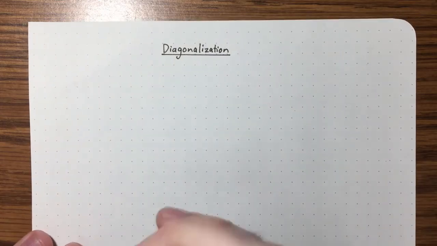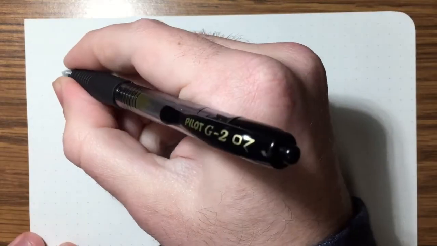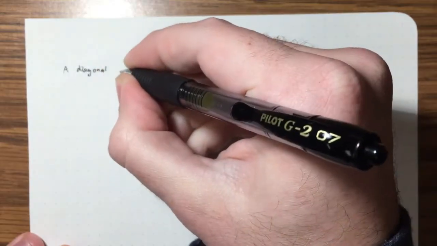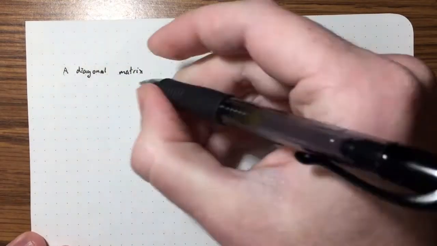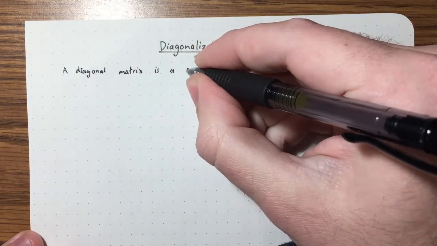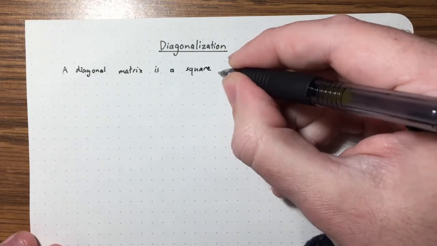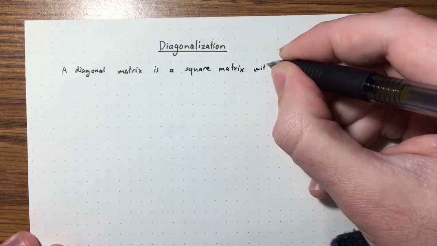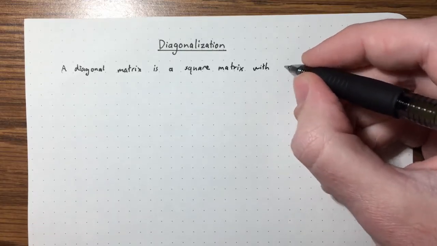First of all, you might have guessed diagonalization has to do with diagonal matrices. So let me just remind you what a diagonal matrix is. We've seen some of these. The identity matrix is an example of a diagonal matrix. It's just any square matrix. We're only dealing with square matrices today. So it's a square matrix where the only non-zero entries are possibly on the diagonal.